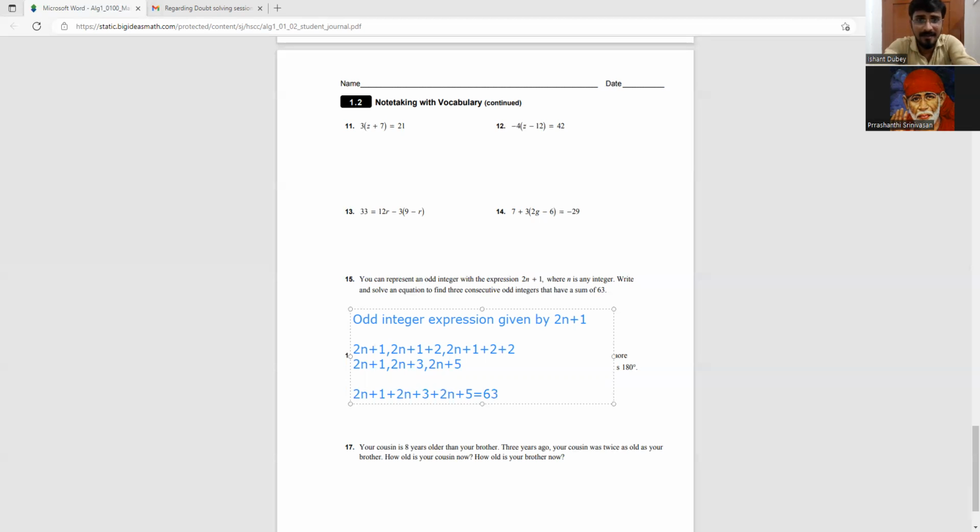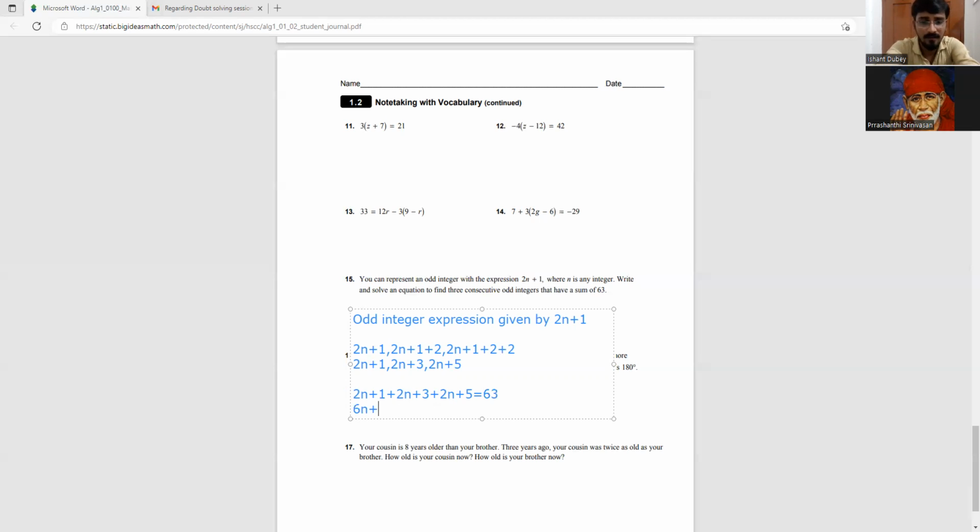Now, we have formed the expression. Whatever was given in the problem, we have converted into an equation. So it is similar to how we solved that 11th question. Now, can you simplify it? Here you can see 2n, 2n, 2n, so it is 6n. Very good. 6n, then plus, what will we get? 1 plus 3.